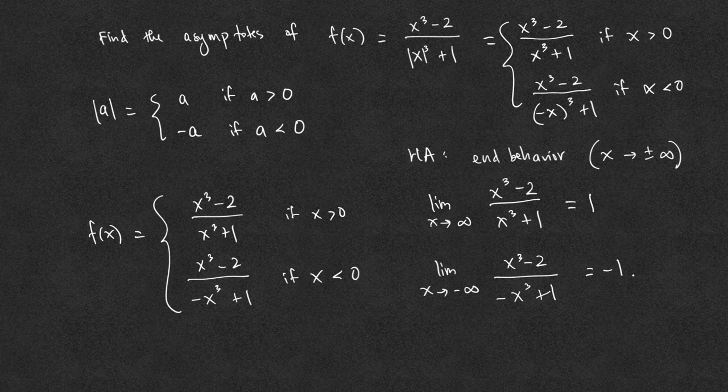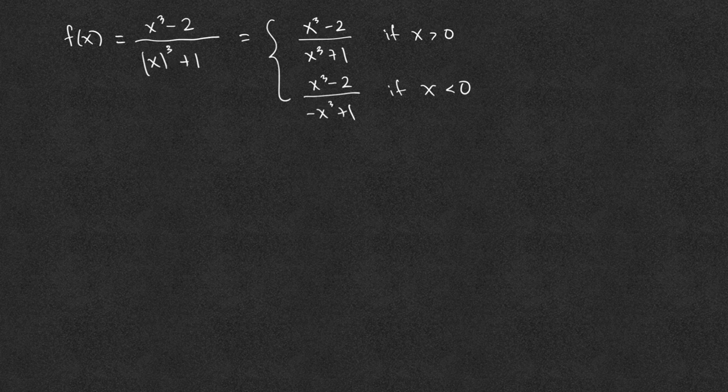The horizontal asymptotes are equations, so we need to state the variable as well. y equals 1 and y equals negative 1. What this means is that as x goes to infinity, the graph is approaching the horizontal line y equals 1. And as x approaches negative infinity to the left, the graph approaches the horizontal line y equals negative 1.